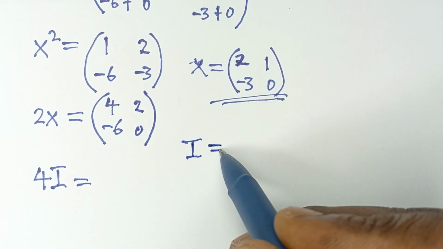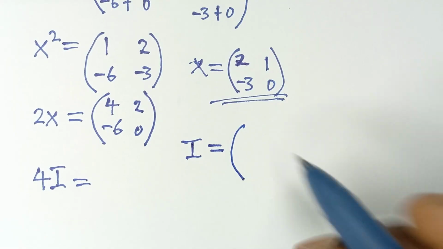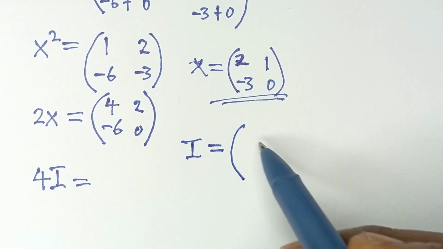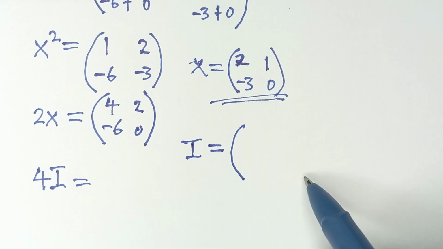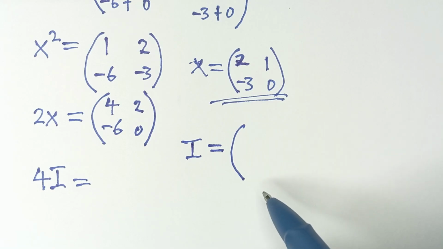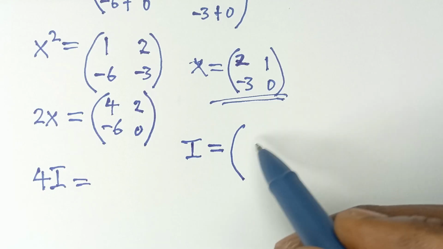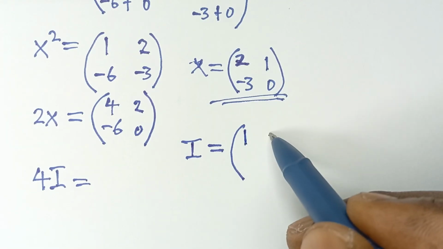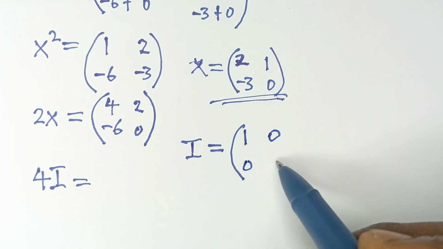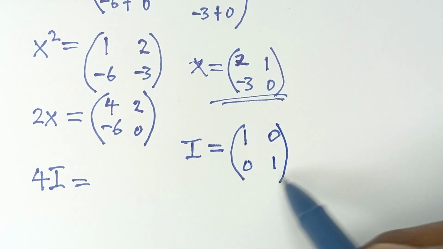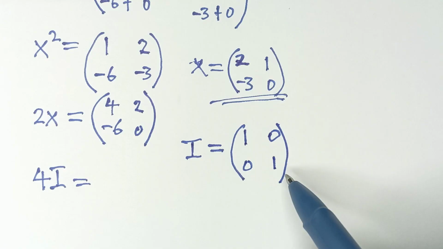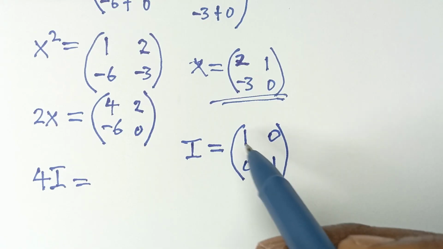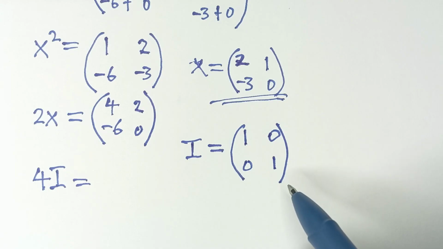A unit matrix is a matrix in which the diagonal from the left to the right here is 1 throughout, and every other member of the matrix is 0. So a 2 by 2 will be 1 0 and then 0 1. You can see the diagonal moving from the left side to the bottom right is 1, and every other member of the matrix is 0. So that is a 2 by 2 unit matrix.